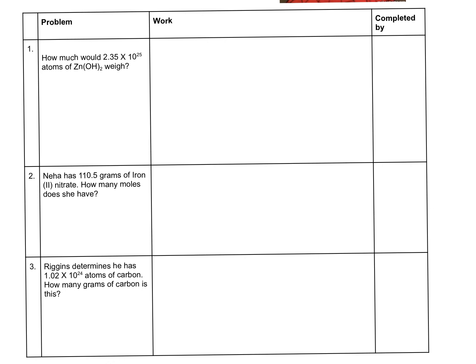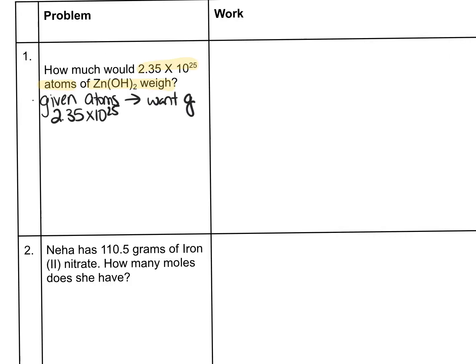Okay, so remember the first step with these is always to identify what you're given and what you want to find. So for this first problem, we're given 2.3 times 10 to the 25th atoms, and we want to find grams. The things we know is that there are 6.02 times 10 to the 23rd atoms, which is equal to 1 mole, which is equal to the molar mass.